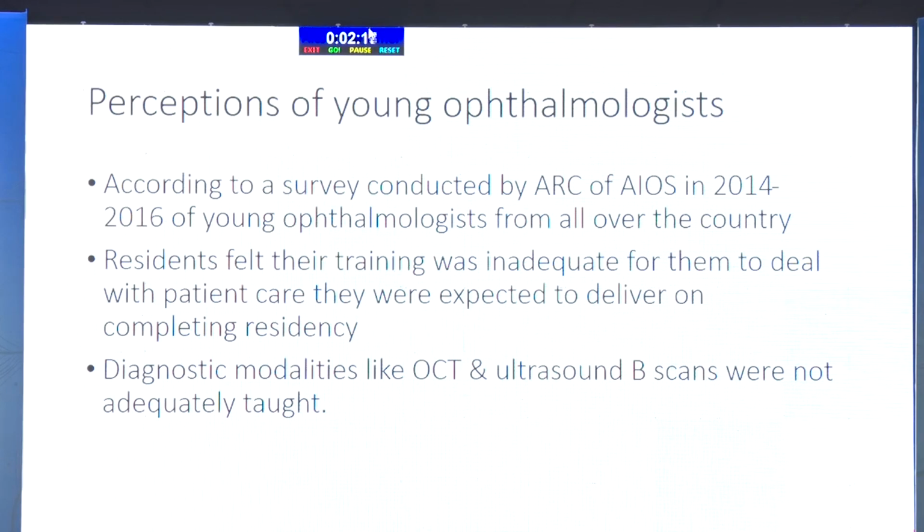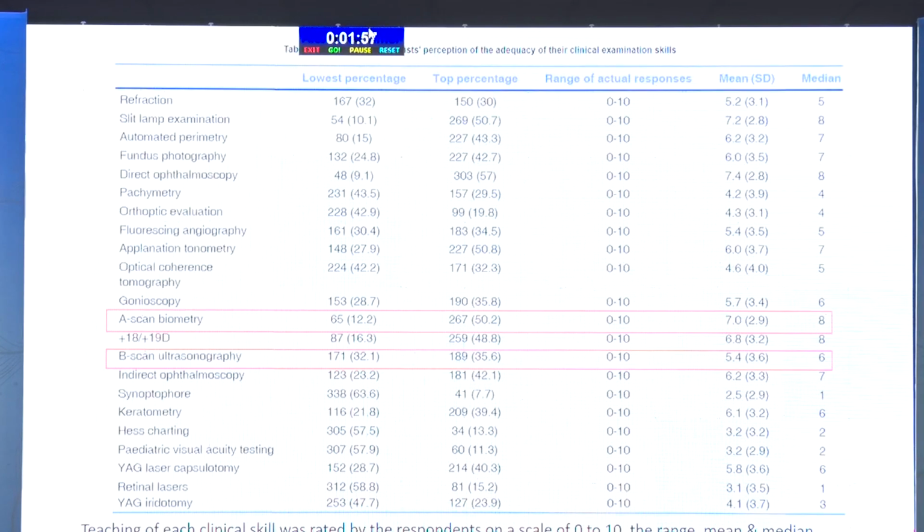So in the perception of the young ophthalmologists, according to a survey conducted by the ARC of the IOS, the residents felt their training was inadequate for them to deal with the patient care they were expected to deliver after completing the residency, and diagnostic modalities like OCT and ultrasound B scan were not adequately taught during their residency period. In this table you can see that the teaching of each clinical skill was rated by the respondents, and A scan had some amount of training with a mean score of 7, but B scan was lagging behind very much with a mean of only 5.4.